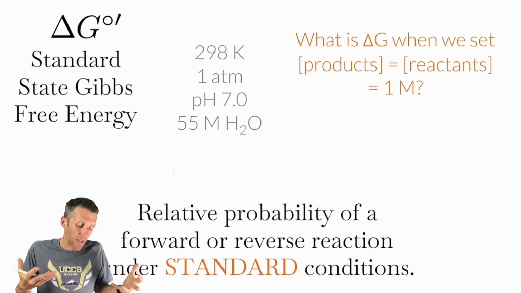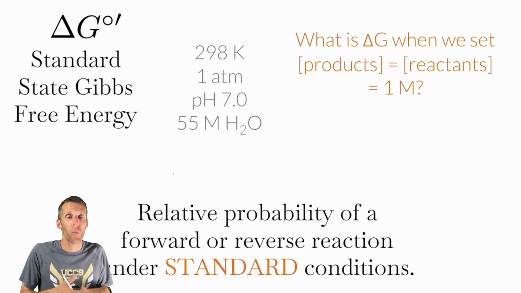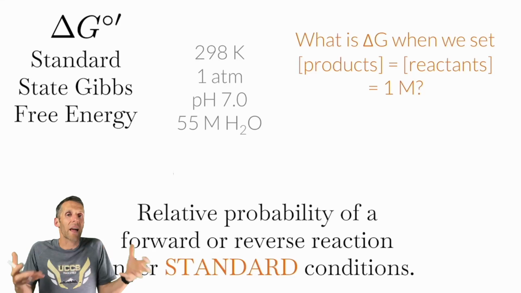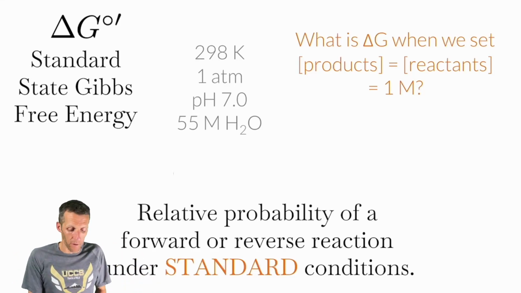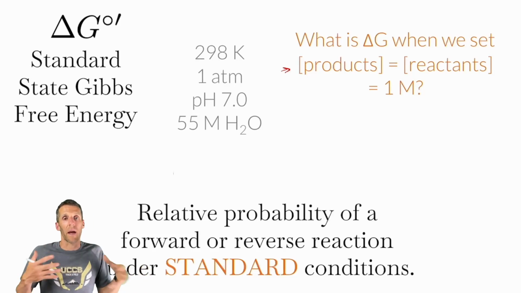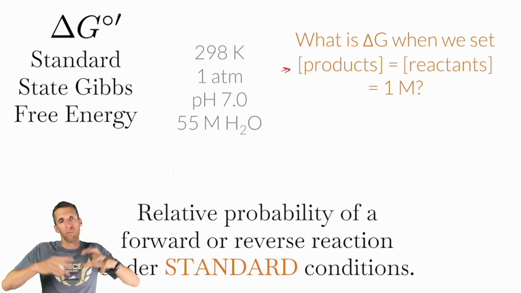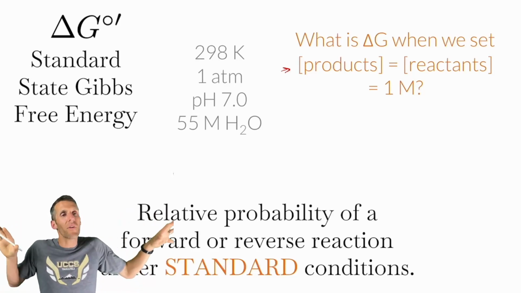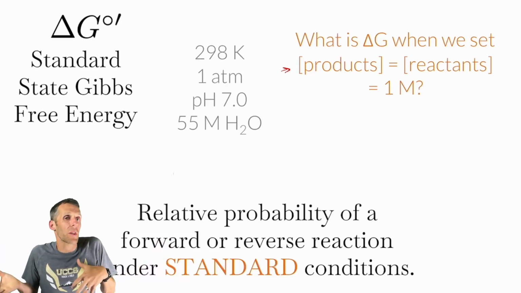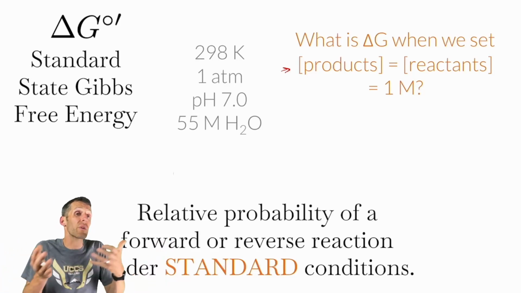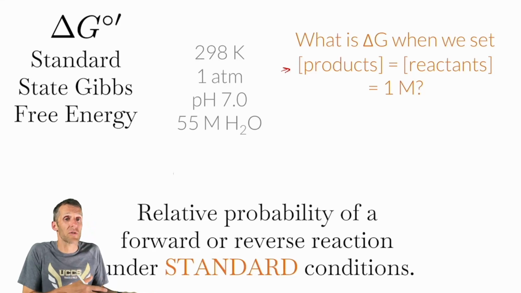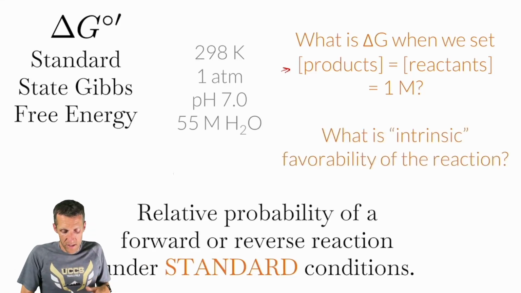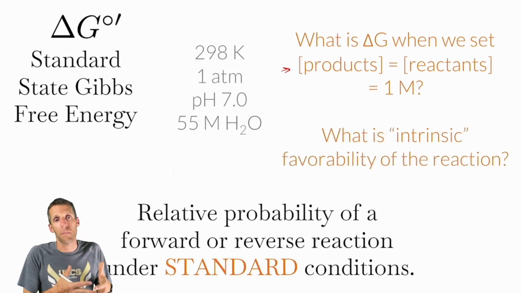The way to think about this delta G is you're asking, what is the delta G when I set the products and reactants to 1 molar? This is the other part of the standard state definition: products and reactants are all 1 molar. So you set them to 1 molar, and then you ask, how far out of equilibrium am I? Am I strongly betting going forward, meaning the reaction is intrinsically favorable? Or is it a positive delta G, which means the reaction is intrinsically unfavorable? And so I like thinking about it this way. This is a measure of the intrinsic favorability of the reaction.